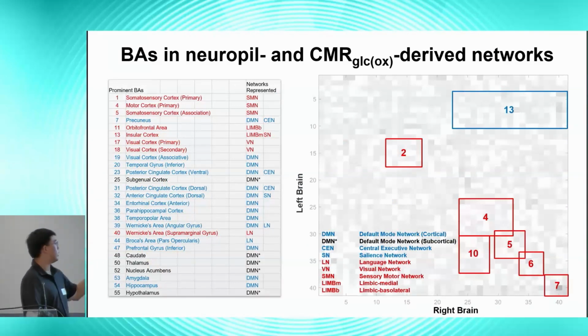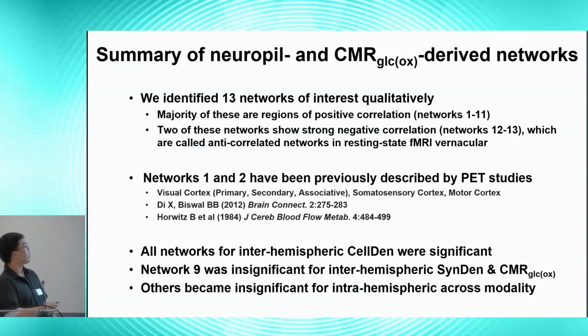So things like the default mode network, the language network, the sensory motor network, these are their locations, and as you can see, some of these networks are the exact same as the ones that we find, specifically the anti-correlated network 13, which is very large, as well as those down the bottom diagonal there. And so to give a brief summary, we identified these 13 regions, 11 of which are positively correlated and 2 of which are anti-correlated.